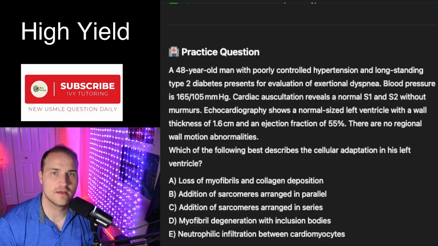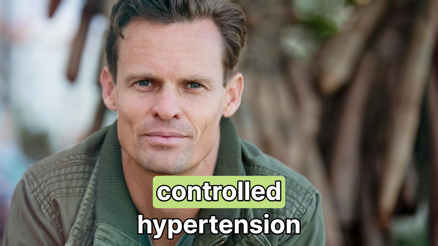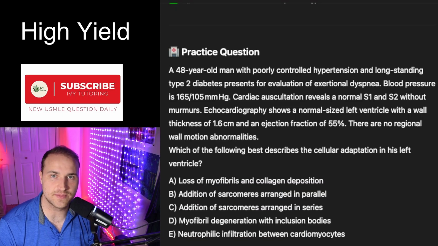So we have a 48-year-old man with poorly controlled hypertension and long-standing type 2 diabetes presenting for evaluation of dyspnea. Blood pressure is 165, so super high, and he has a normal S1 and S2 without murmurs. Ejection fraction of 55%. There are no regional wall motion abnormalities. What best describes the cellular adaptation in his left ventricle?